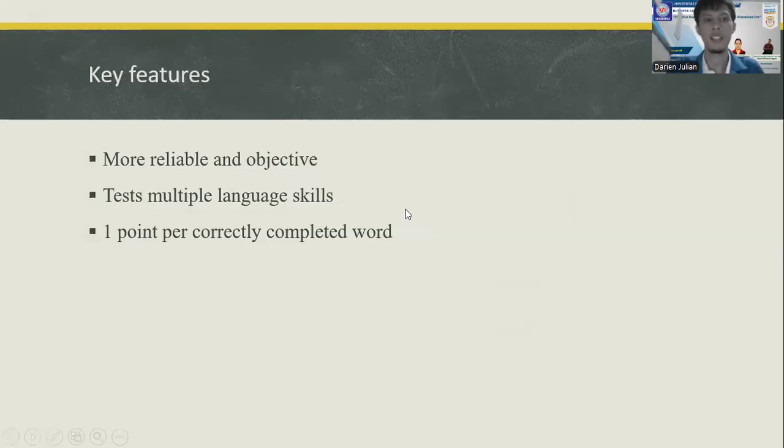There are three key features for a C-test. First is more reliable and objective. Alternative to the traditional closed test. Second is test multiple language skills like vocabulary, grammar, syntax, and context understanding. Last is 1 point per correctly completed word.